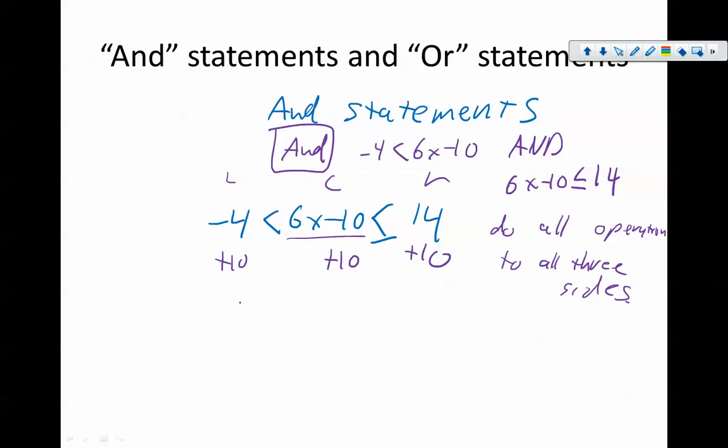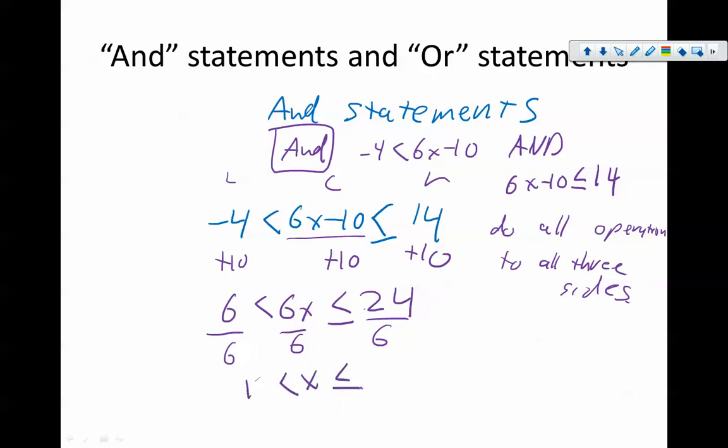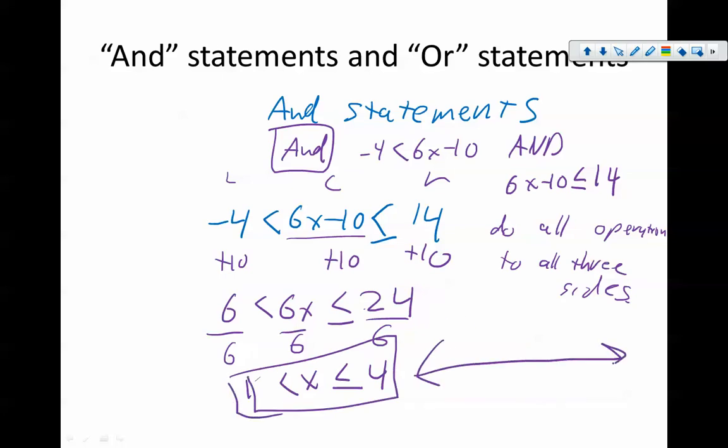So we're adding 10 to all 3 sides, and I get 6 is less than 6x is less than or equal to 24. And then I divide by 6, I divide by 6, and I divide by 6, doing it 3 times, and I get 1 is less than x is less than or equal to 4. Final answer. And again, I can graph this. It's an and statement, and so I know that they connect in the middle. Open circle, closed circle, connection in between.